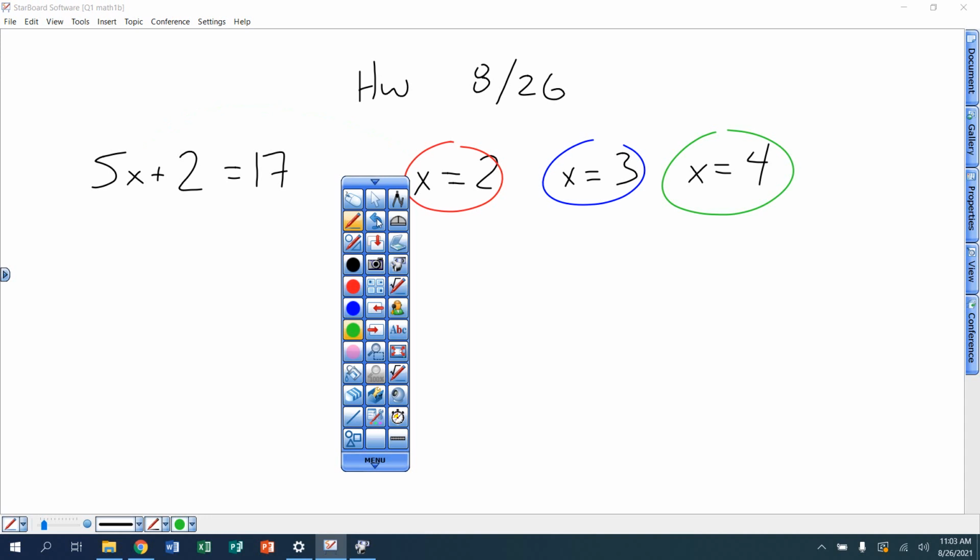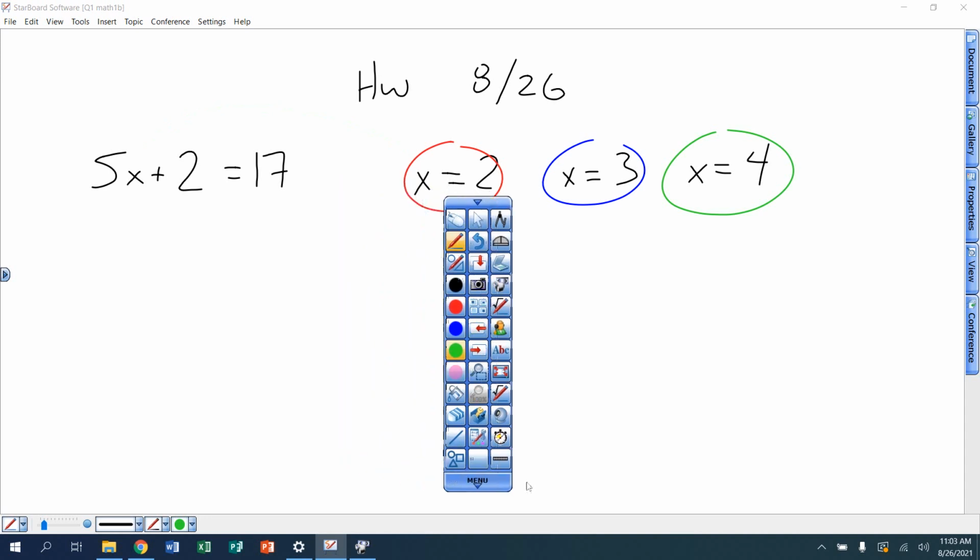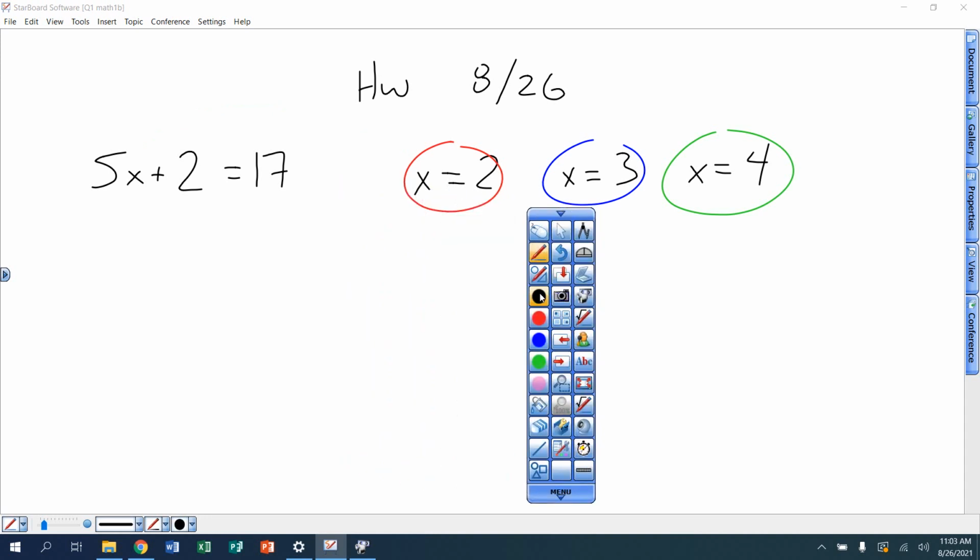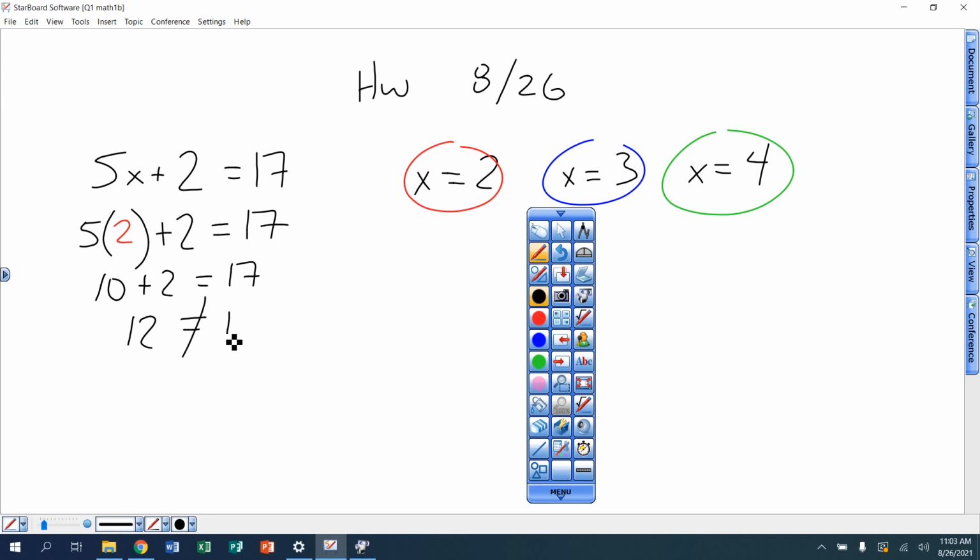So here I go. The first one, if I plug in the red 2 into that equation, I leave that 5 alone. Where that x is, that's where I plug in the 2. Close that parenthesis, that shows times, plus 2 equals 17. Add that up, 10 plus 2 equals 17. I don't know, nope, that gives me 12. And that does not equal the number I was looking for, which was 17.